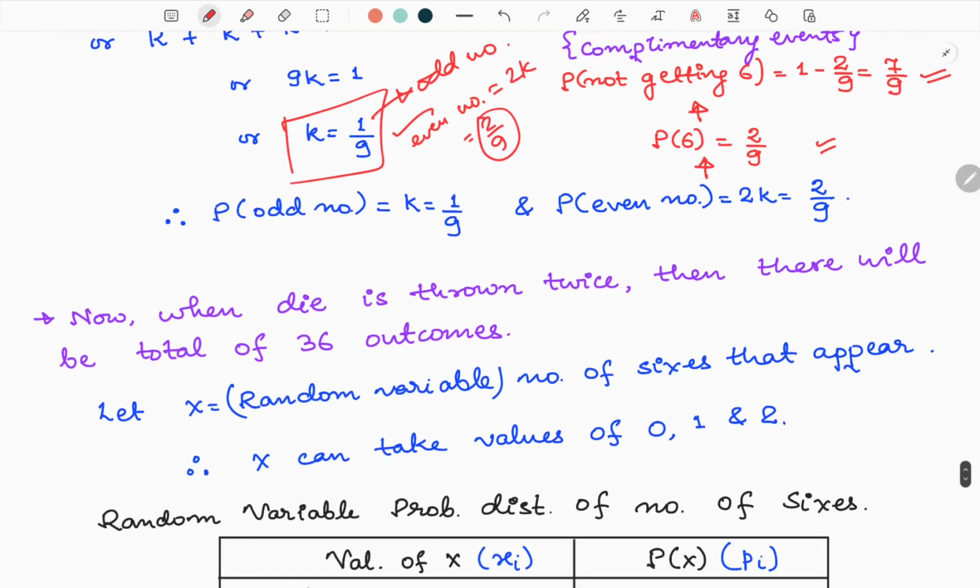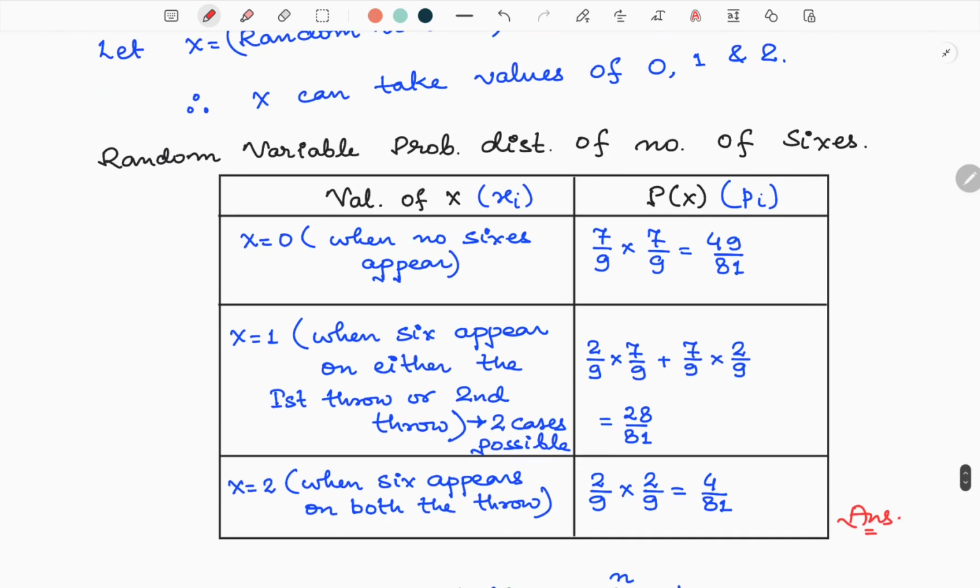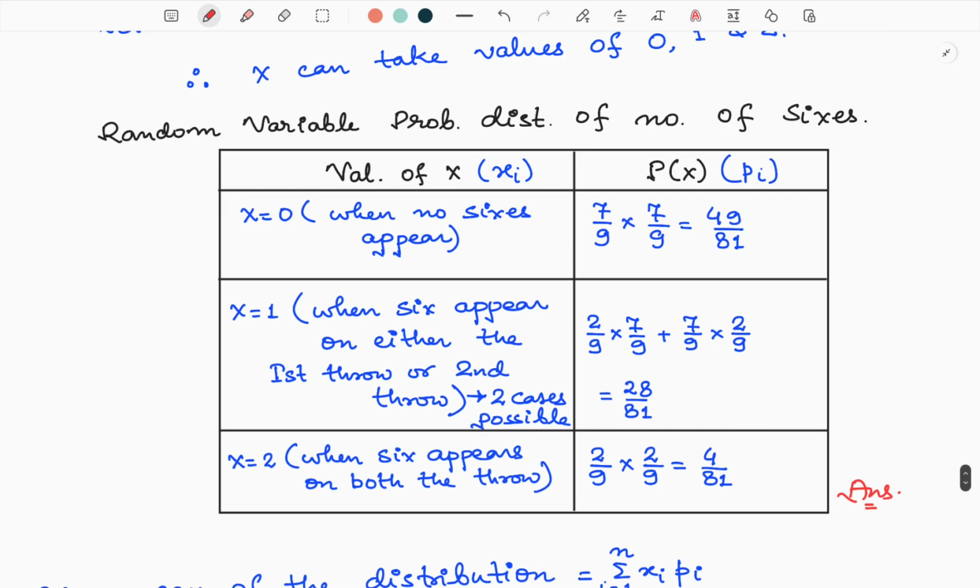So here I have calculated the random variable's probability distribution. You can see when the value of x is equal to 0, the outcome should have been like this: 1 1, like 2 1, or 3 1. This kind of outcome doesn't contain any 6. So x becomes 0. In this case, what is the probability of both the numbers? 6 is appearing on none of the throws.